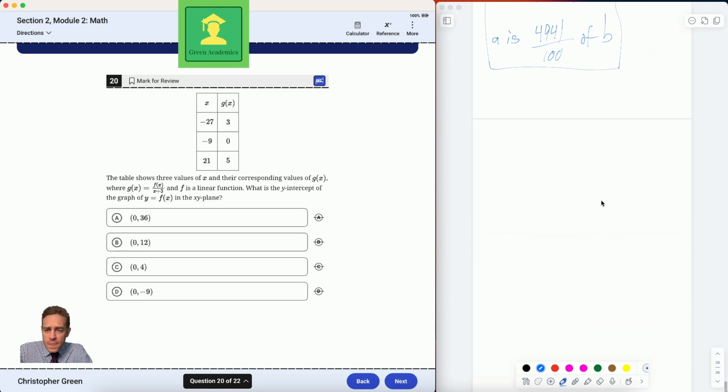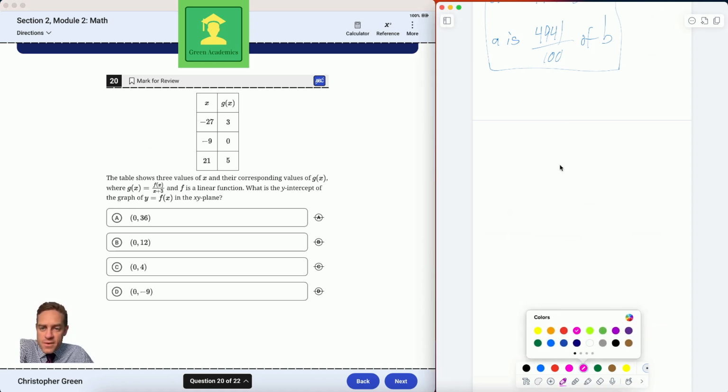Okay. Table shows three values of x and their corresponding values of g of x, where g of x equals the quantity f of x over x plus 3, and f is a linear function. What is the y-intercept of the graph of y equals f of x in the xy plane? g of x is f over quantity x plus 3.